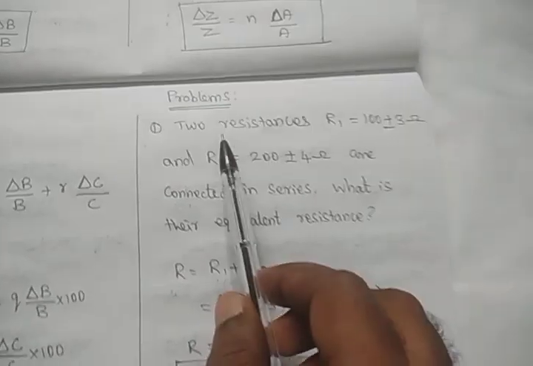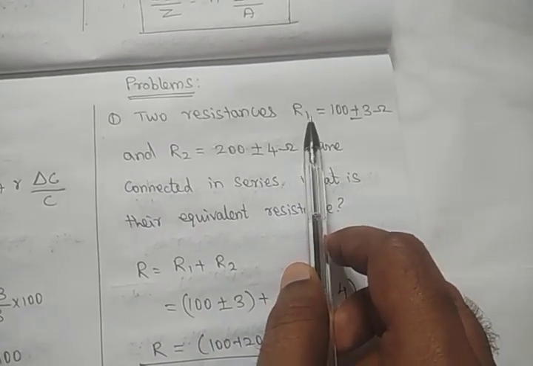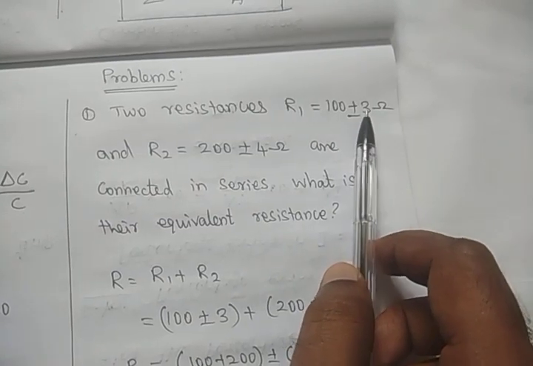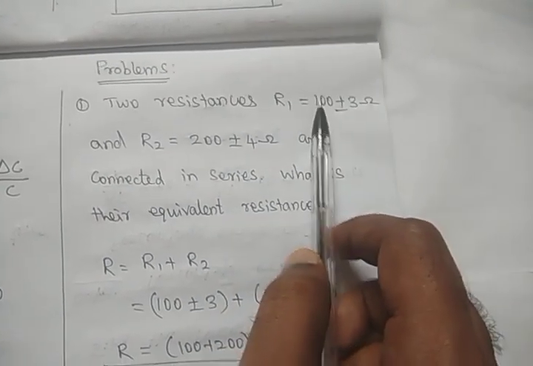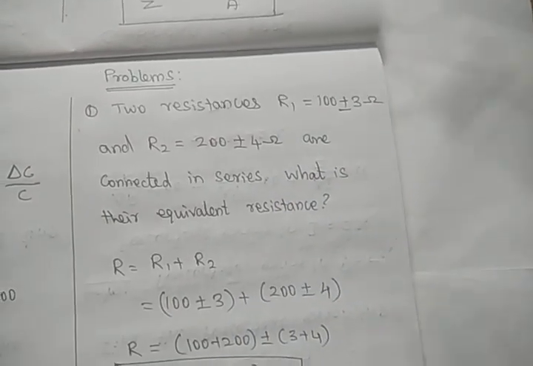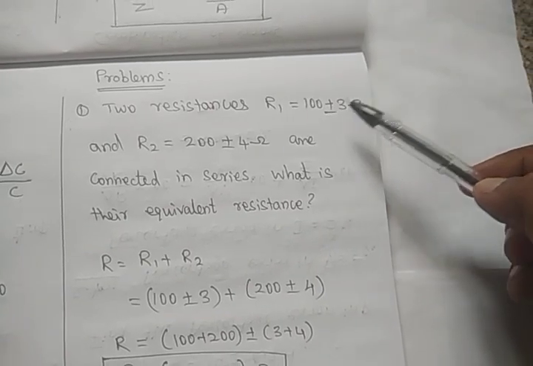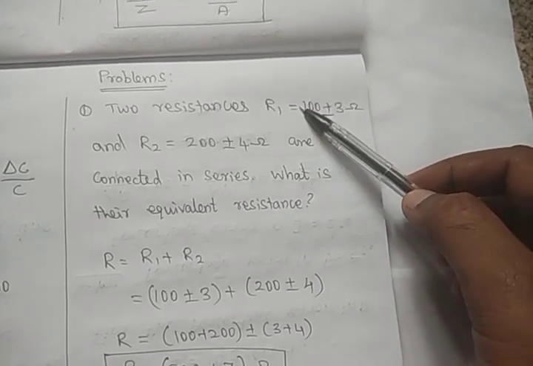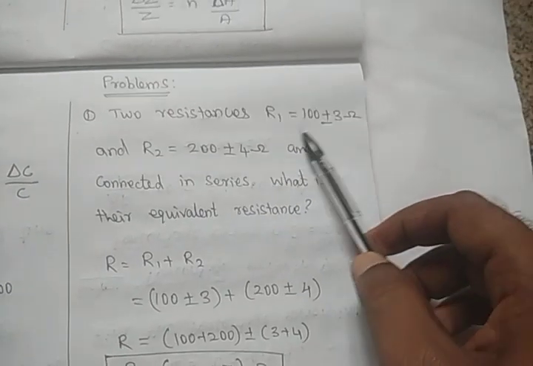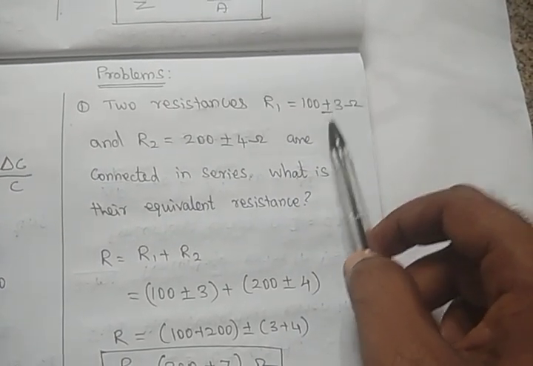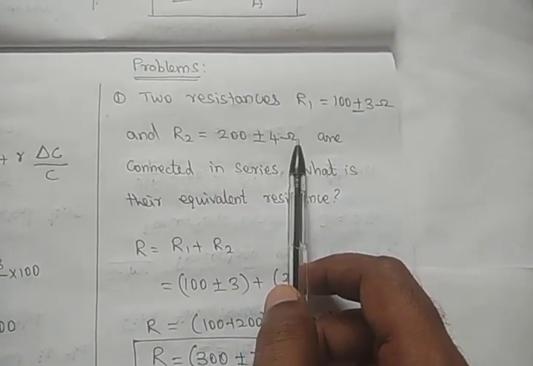Dear students, if you see some problems, it is easy for you to understand how these formulas may be applied. So let us consider the first problem. Resistance of resistor R1 is equal to 100 plus or minus 3 ohm. That means the true value of the resistance is 100, but different students are taking different readings for the same resistor. Some take plus 3 and some take minus 3. That means 97 to 103 is the measured value of this R1. So that is represented as 100 plus or minus 3 ohm. R2 is 200 plus or minus 4 ohm.